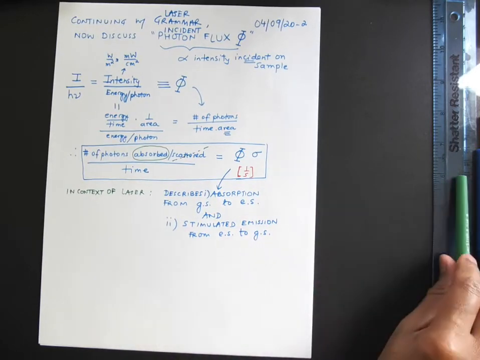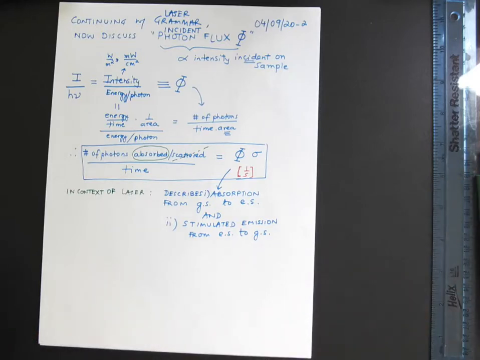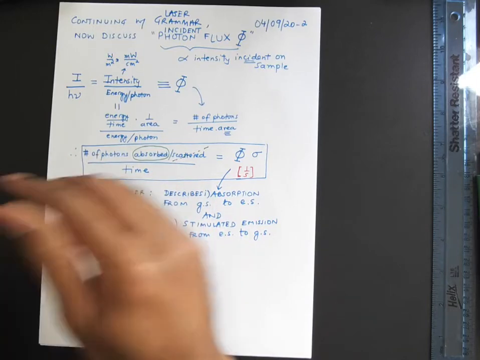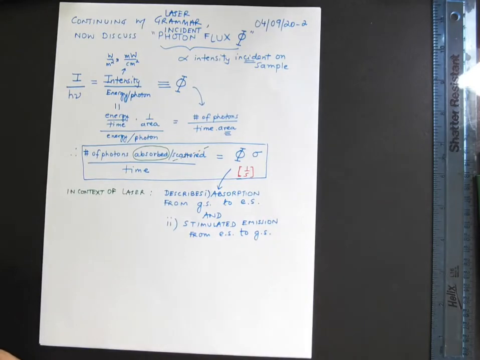Okay. Any questions so far? Is this good? Is everyone okay with the incident photon flux and this term that we've just described?